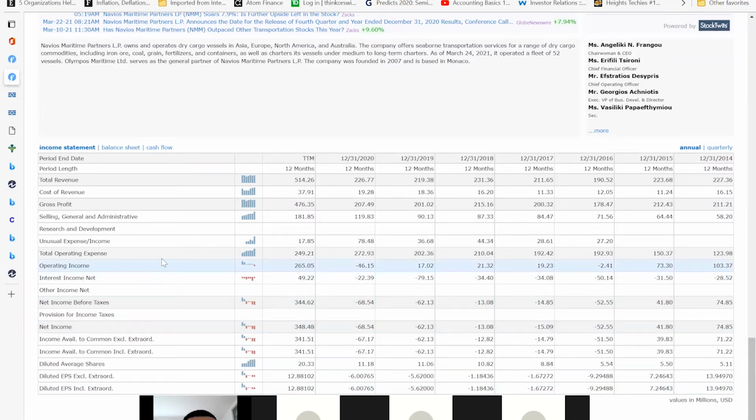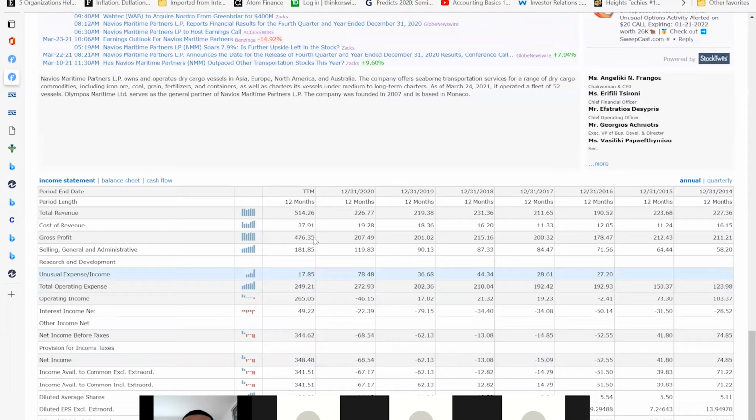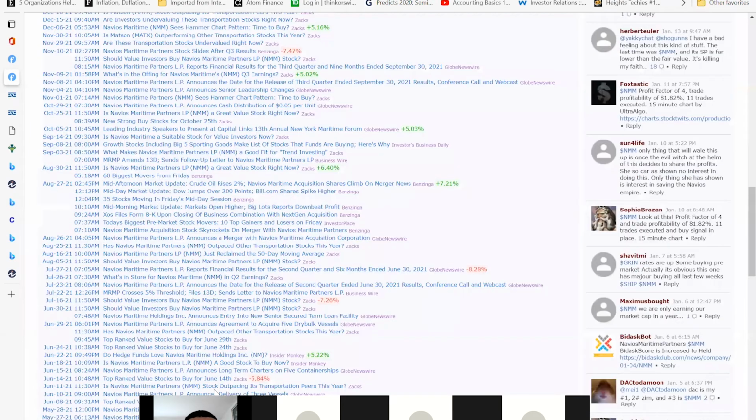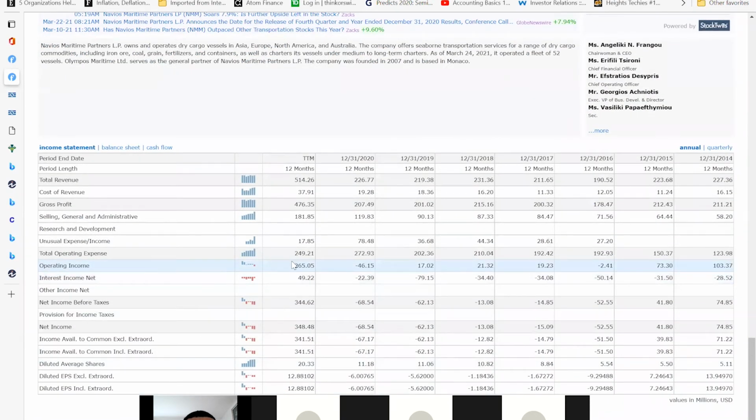Okay, right. So we see for the trailing 12 months, so it's not for the full year, they have an operating income of 265 million. Is it million or billion? Let me see. Okay, yep, it's in the millions. So the operating income is 265 million, while they have a net income of 348 million. And so we're seeing they have interest income of 49 million.